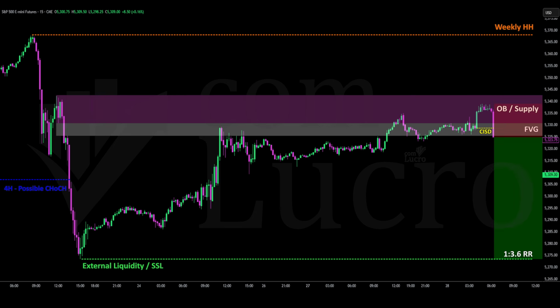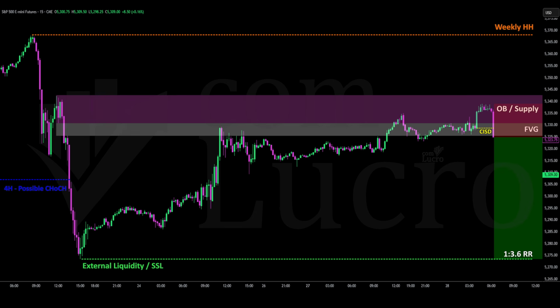Once the CISD confirmation takes place, the entry is executed on the candle confirming the bearish shift in delivery. The stop loss is then positioned above the high of the CISD movement, while the target remains the external liquidity level on the 15-minute chart. This creates a higher precision execution with an approximate risk-to-reward ratio of 1 to 3.5.